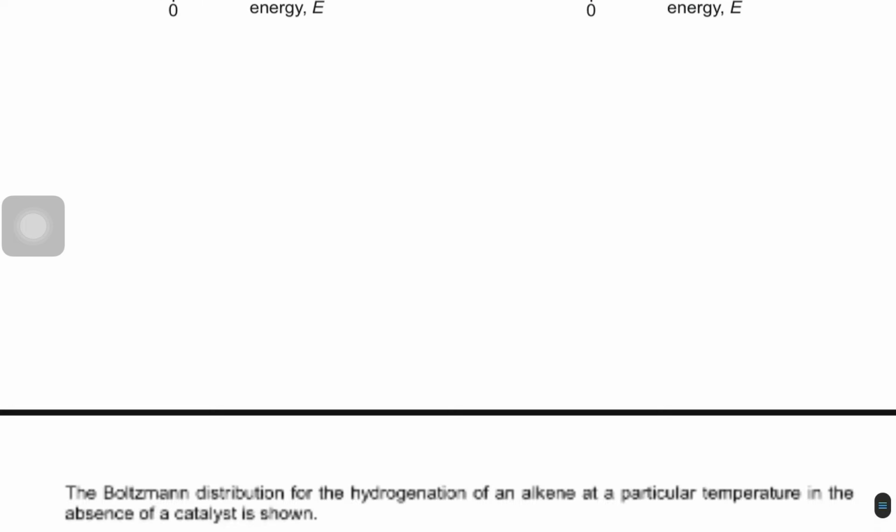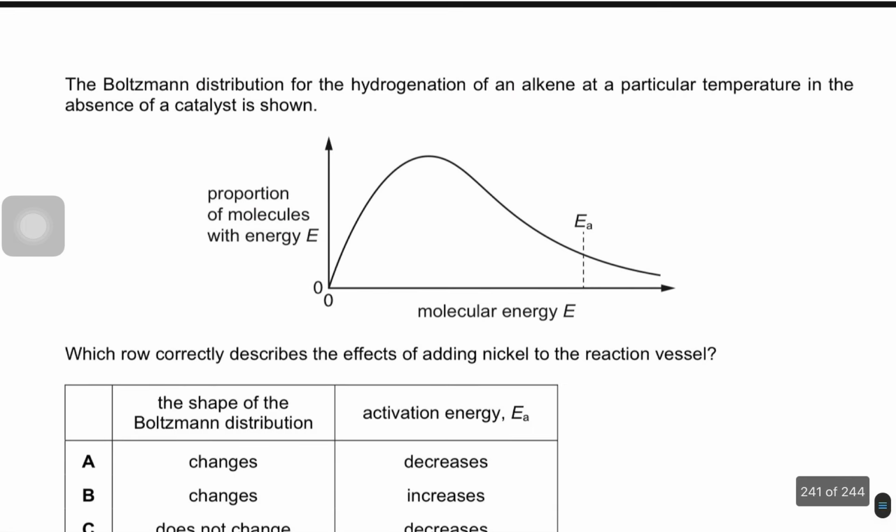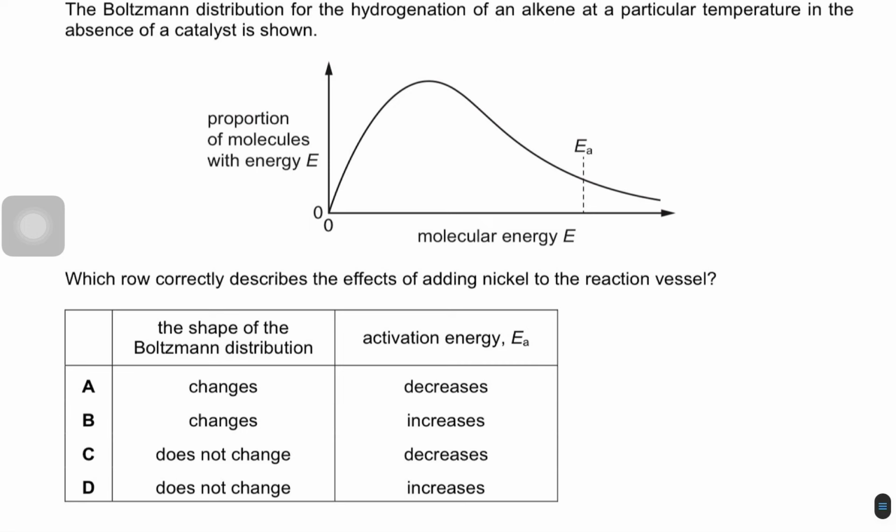Moving on, the Boltzmann distribution for the hydrogenation of an alkene at a particular temperature in the absence of a catalyst is shown. Which row correctly describes the effects of adding nickel to the reaction vessel? It's a catalyst, so the activation energy decreases. So I'm pretty sure option A for apple, C for cat should be there.